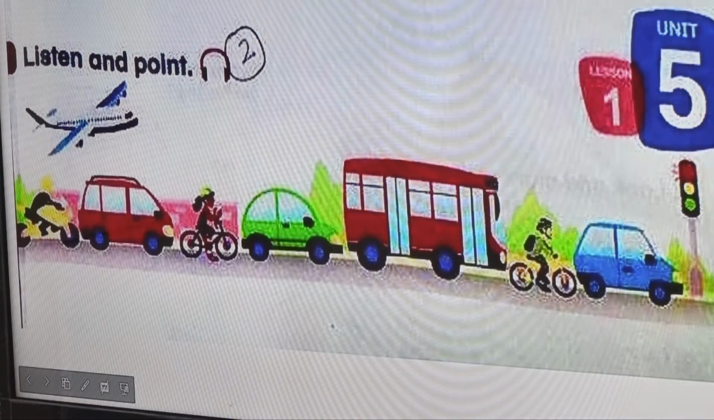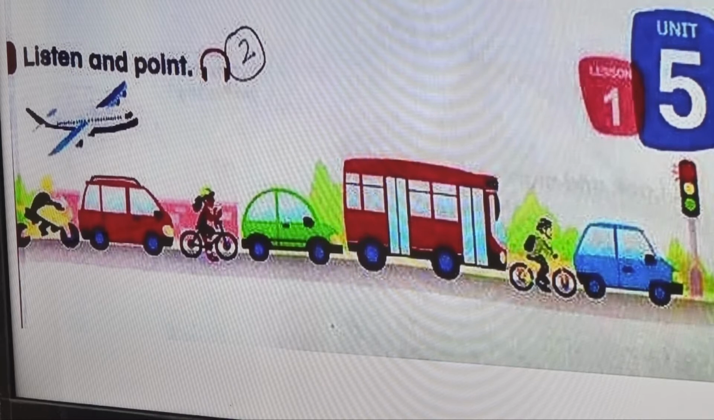Unit 5, Lesson 2. 1. Listen and point. There are 3 cars. One is green, one is red, and one is blue.